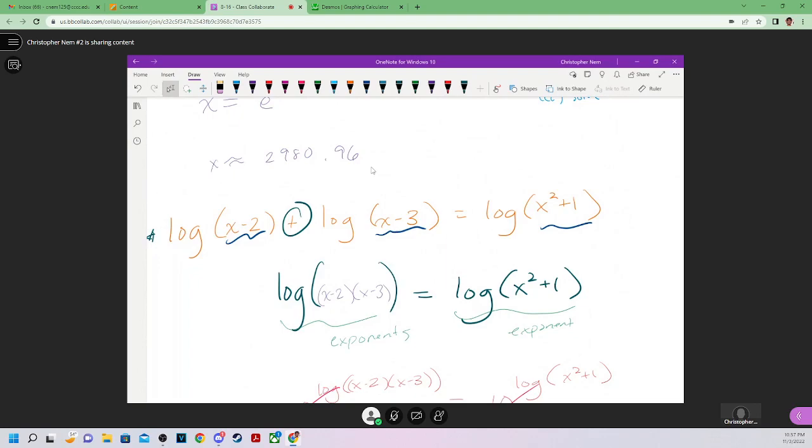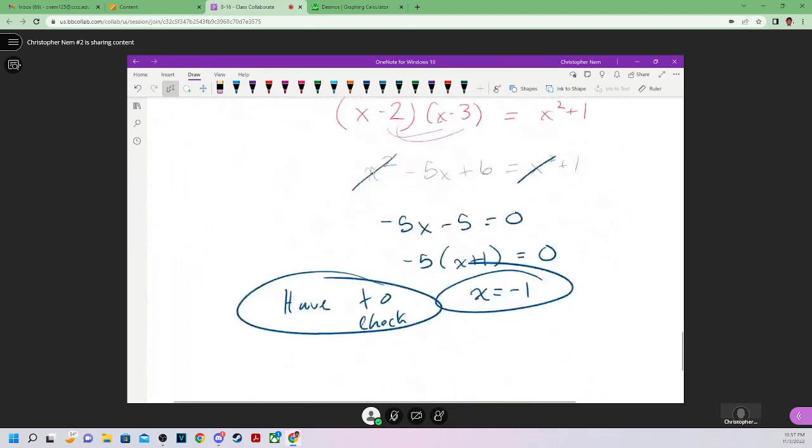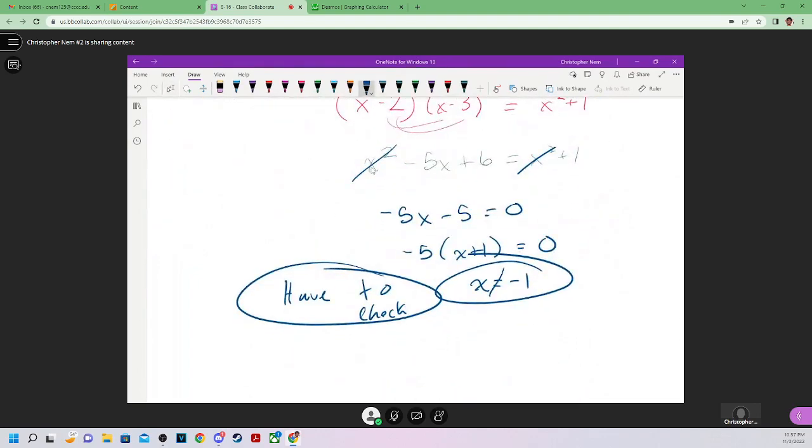If I plug in negative 1 minus 2, well, that's negative 3. I can't plug that in. So this is actually not a solution in this case. Not a solution. So you have to be very careful on your domain. Does not satisfy domain.